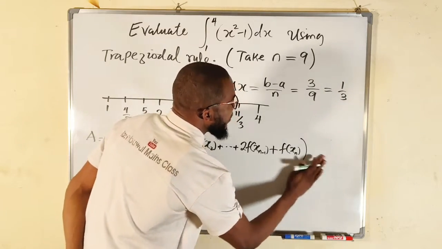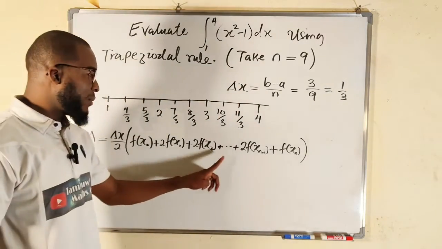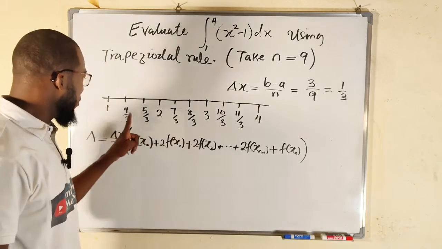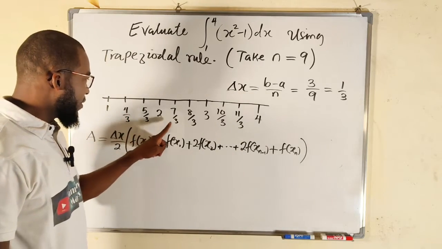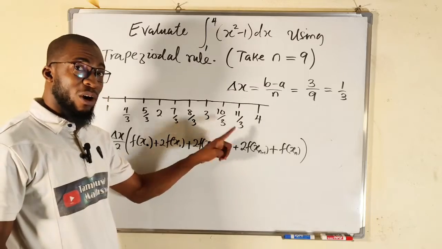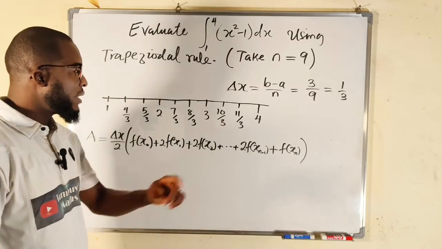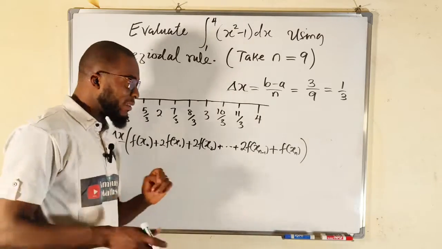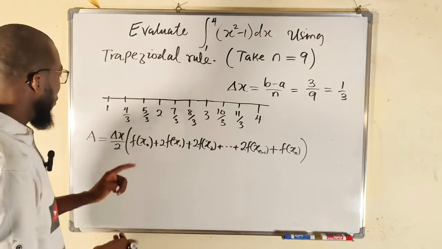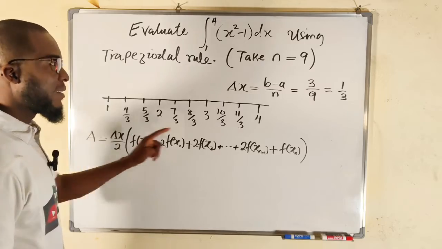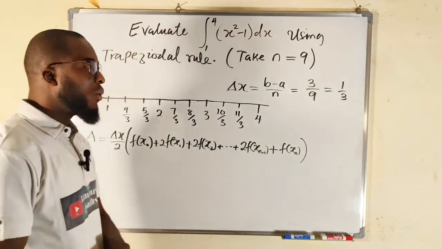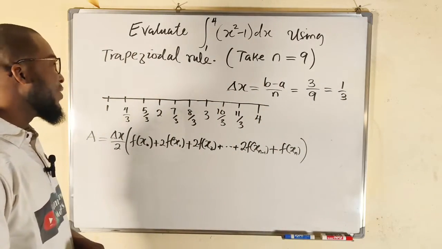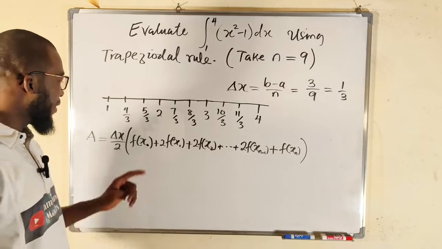So this is what we need. All the middle terms will have to be multiplied by 2. It means from this, after this, you have to multiply them all by 2. Then the last and the first one should remain like that. So what is what? Delta x. Delta x is 1 over 3. Then that 1 over 3 should also be divided by 2.